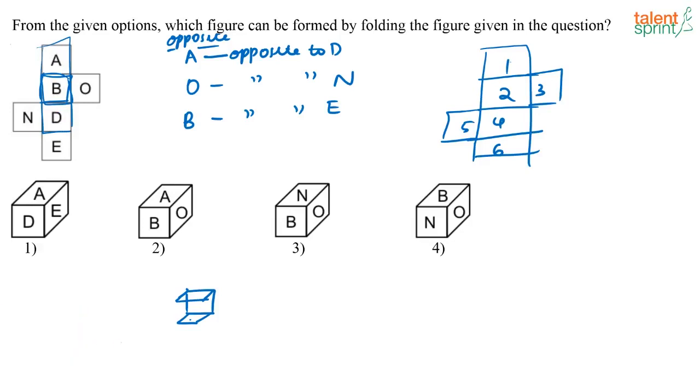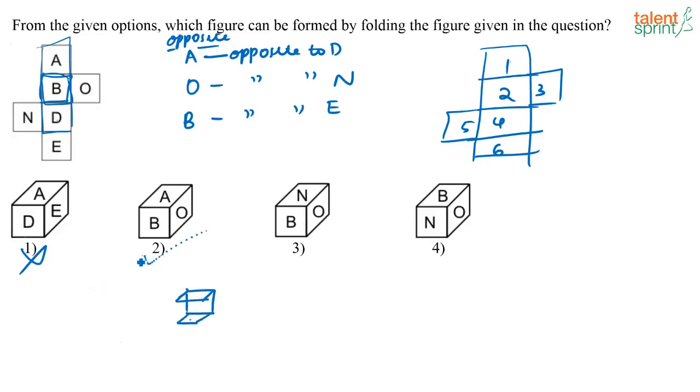So here in this question, what will be the answer? Look at the question here, again it's different: from the given options, which figure can be formed by folding the figure? So let us look at the options. A, D, E. Can A, D, E be formed? See, A and D are not adjacent to each other in the option, but in this figure A and D are opposite. So it's not a valid possibility. Here you have A, B and O. Yes, definitely this can be formed. A, B, O, all three are adjacent to each other. So obviously this is going to be your right answer.